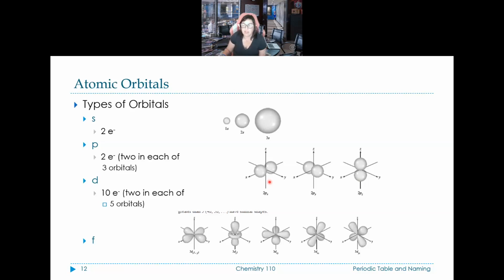All right. Now we also talk about Fs. For the F, rather than being 1, 3, 5, there are going to be 7 of those. Each can contain 2 electrons. So F can have a total of 14 electrons. So that's the total number that can be present.